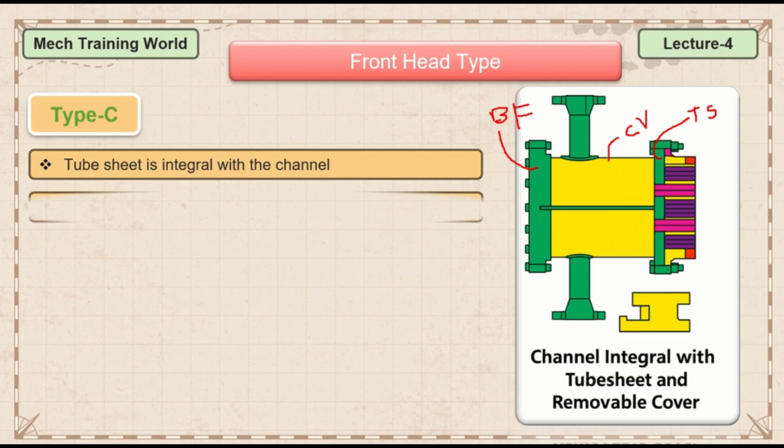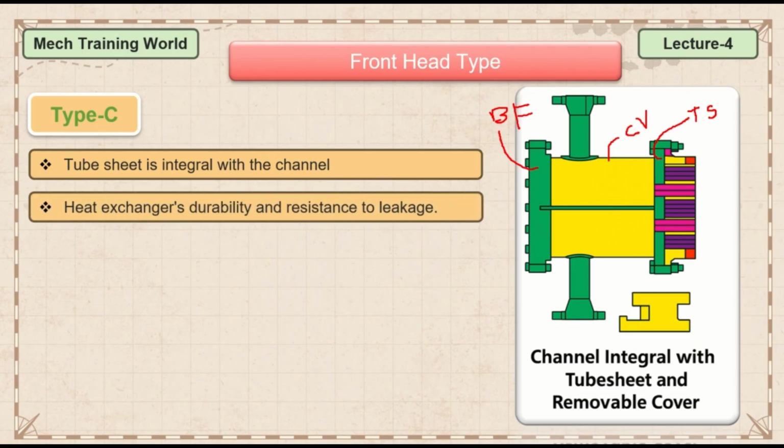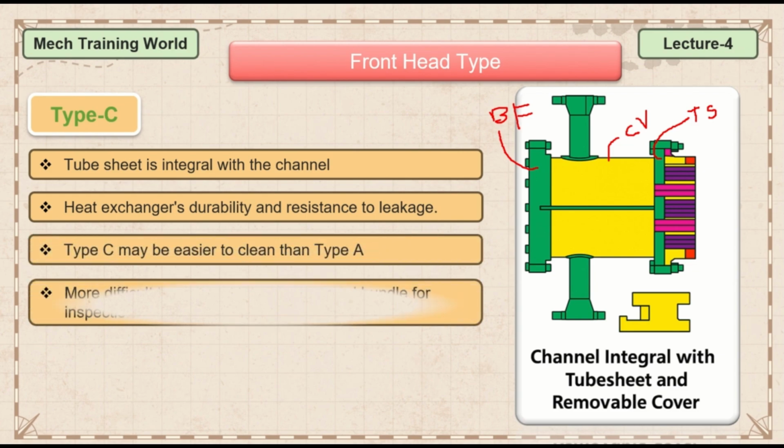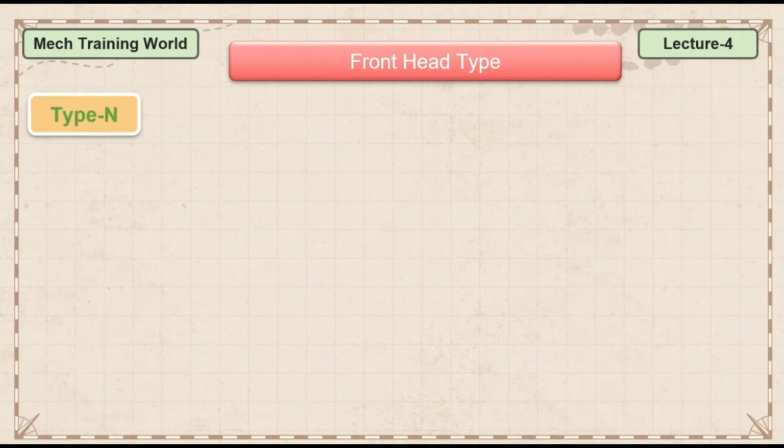This design provides some advantages over type A. One of the advantages is that the tube sheet is more securely attached to the channel cover, which can improve the heat exchanger's durability and resistance to leakage. However, there are also some disadvantages. Since the tube sheet is integral with the channel, it cannot be easily removed for maintenance or repair. So next one is type N.